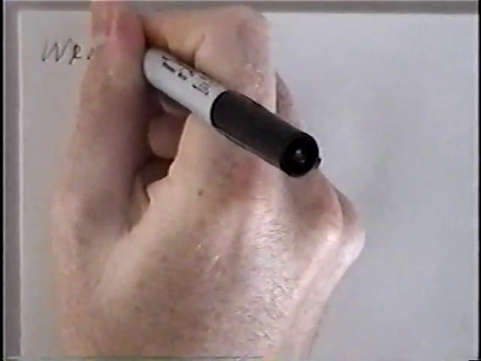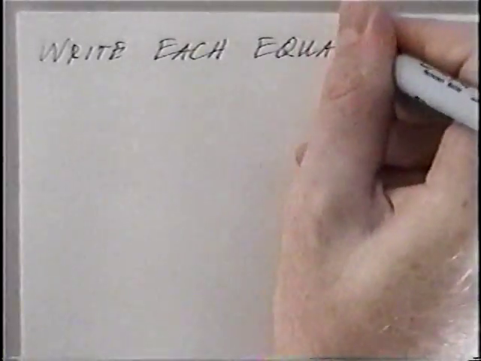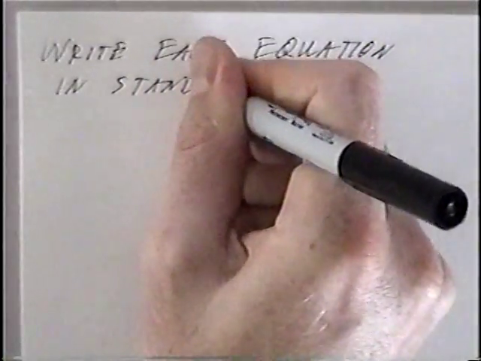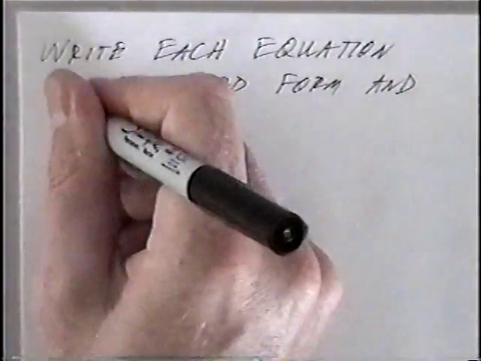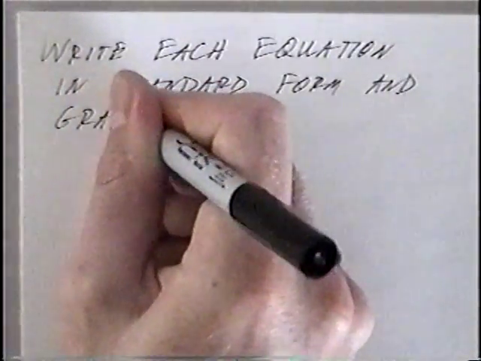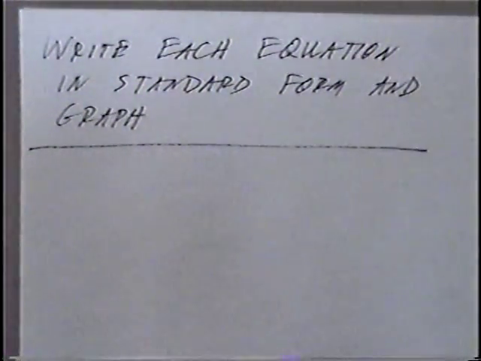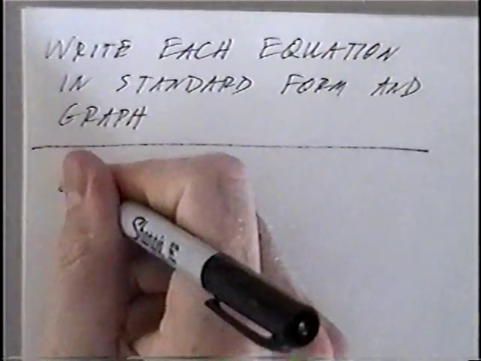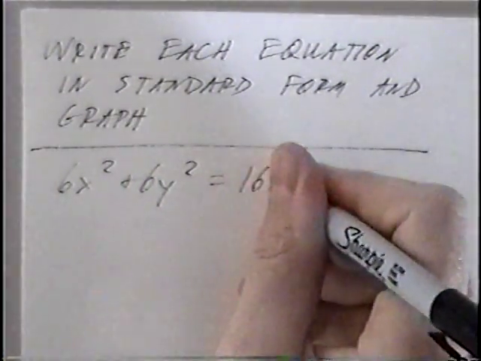Title of the first section is write each equation in standard form and graph. First equation for this section is 6x squared plus 6y squared equals 162.